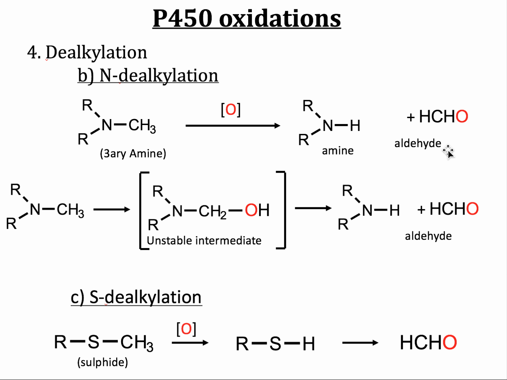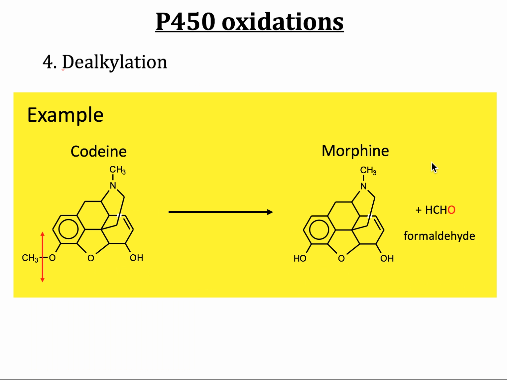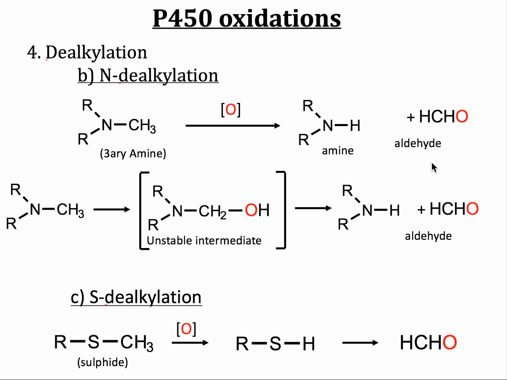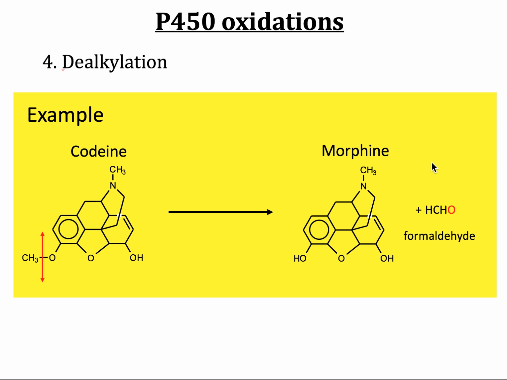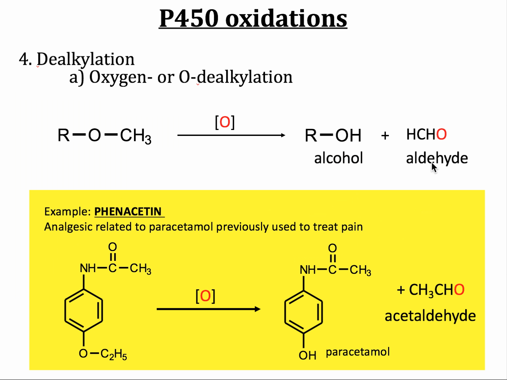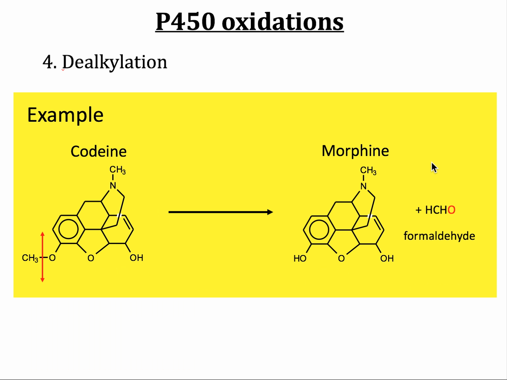So the main thing that you need to understand is all these dealkylation reactions always produce the byproduct as aldehyde. And that's the main concept that you want to take away from dealkylation. Always remember, dealkylation always produces an aldehyde, and in terms of O-dealkylation, they also produce an alcohol or a phenol or something.